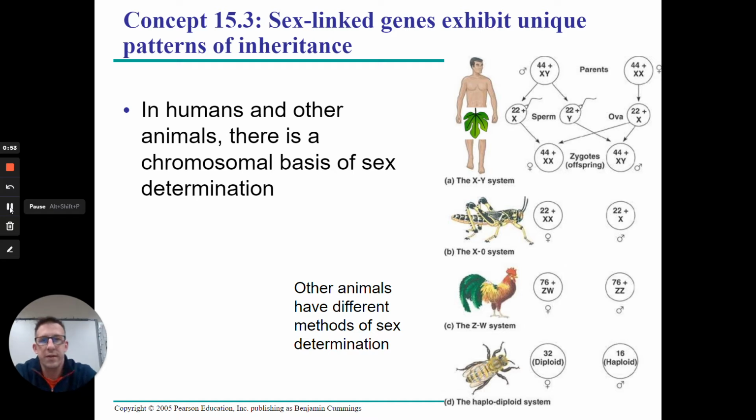Section 3 here deals with sex linkage, which we've talked about a little bit already. They do exhibit unique patterns of inheritance, and those are some of the things that we've gotten into and talked about with pedigrees, that a lot of the inheritance patterns that you see with sex-linked inheritance can be sniffed out in pedigrees because the inheritance patterns are very unique.